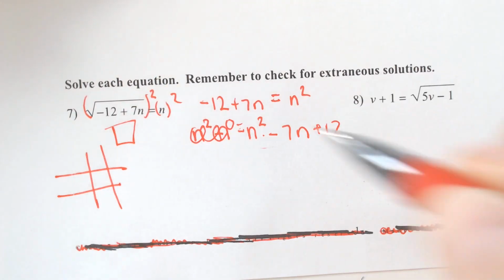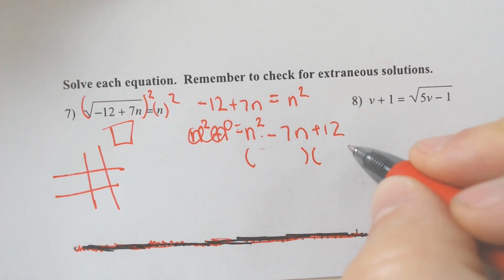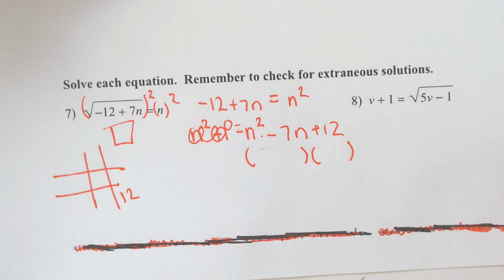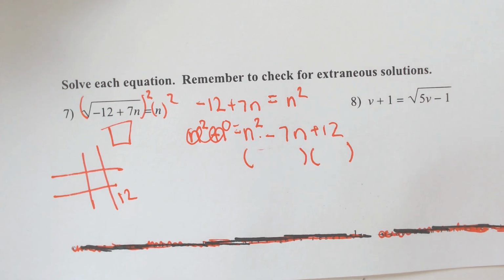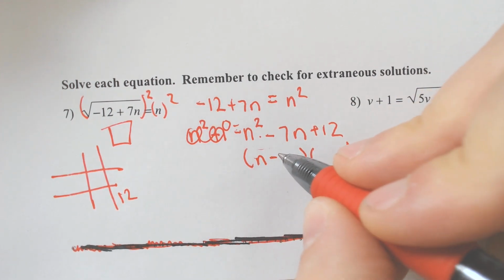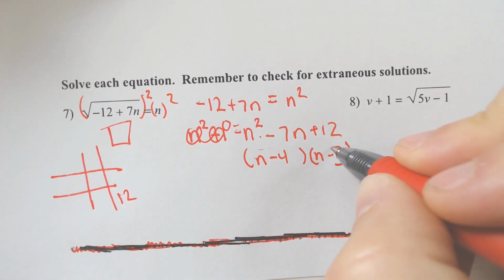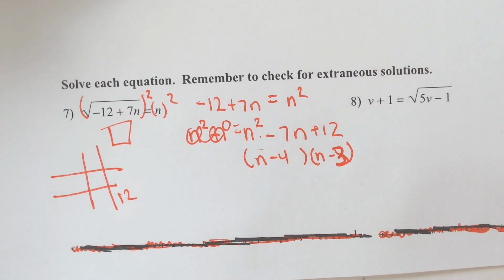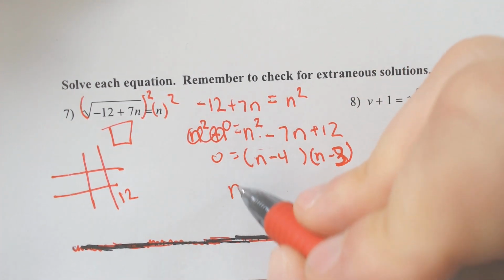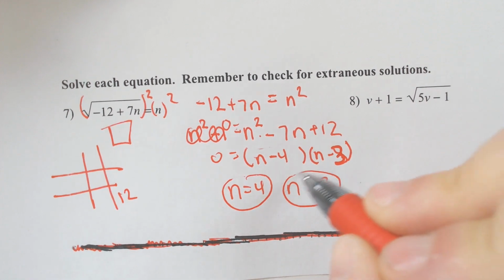Factoring, you can use the tic-tac-toe board if you have been trained to do that, or you can think what would multiply to 12, that last number, that would add to negative 7. Well, things that multiply to 12 that add to negative 7 are only negative 4 and negative 3. And those are the factors, but the solutions would be 4 and 3.